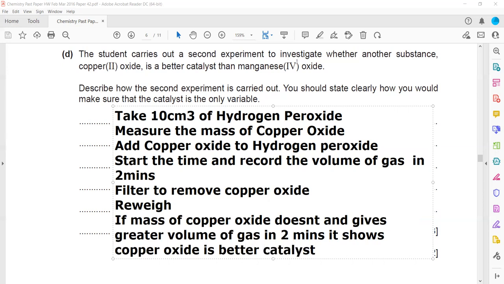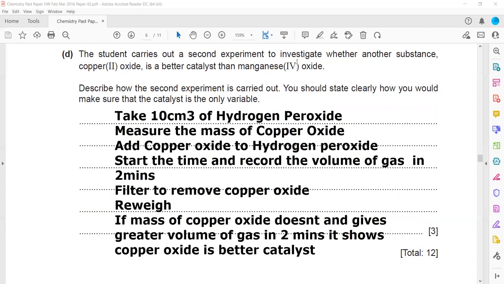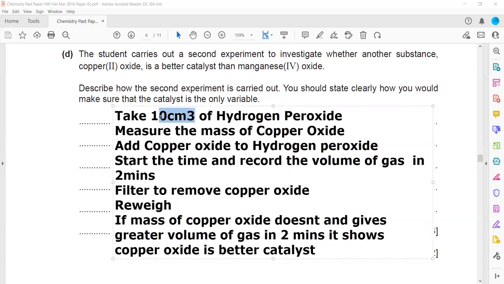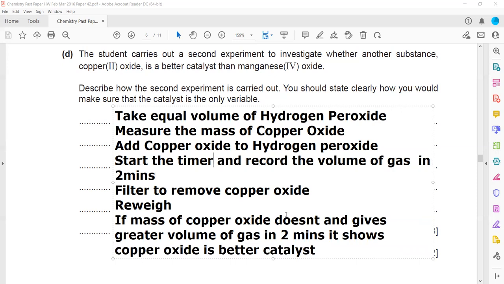So what we did, we will take equal, like here you can mention 10 cm cube, or you can also mention take equal volume of hydrogen peroxide, measure the mass of copper oxide, then add copper oxide to hydrogen peroxide, start the timer and record the volume of gas in 2 minutes. Then we'll filter and remove copper oxide, then we will reweigh again. And if the mass of copper oxide does not change and it gives a greater volume of gas in 2 minutes, it shows that copper oxide is a better catalyst.